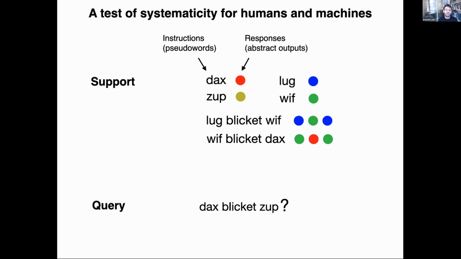But here people and the models are given just a few training patterns. So it's unlike the thousands that are usually in larger scale benchmarks. It's not enough to train a standard neural network. So what we came up with was this. The instructions are provided as pseudo words, and the responses are abstract outputs, basically sequences of these colored circles. So you might get some support or training data, like you see at the top, where you're told that DAX is red and ZUP is yellow, and LUG is blue and WIF is green. And maybe some compositional examples. So LUG blicket WIF is blue, green, blue, and WIF blicket DAX is green, red, green. And then you're asked a new question: how do you DAX blicket ZUP?